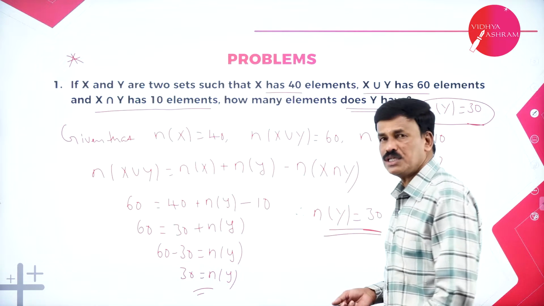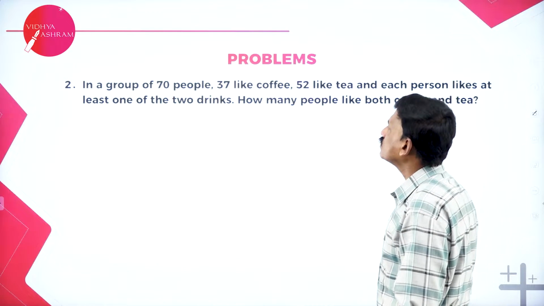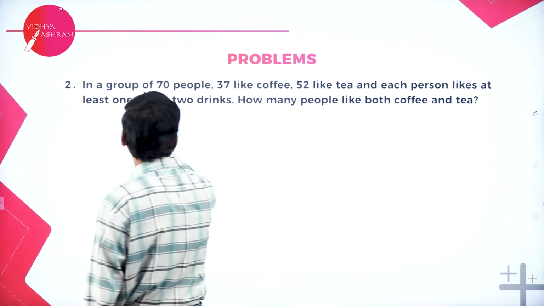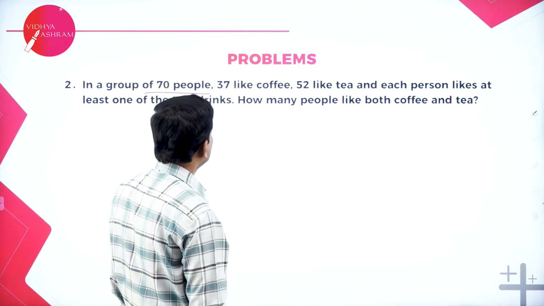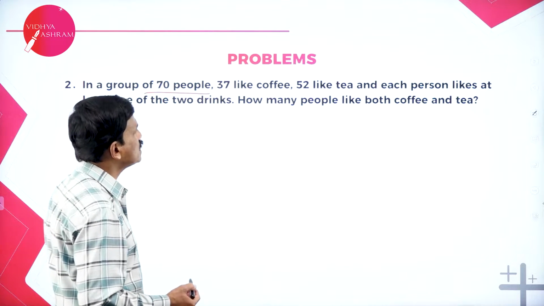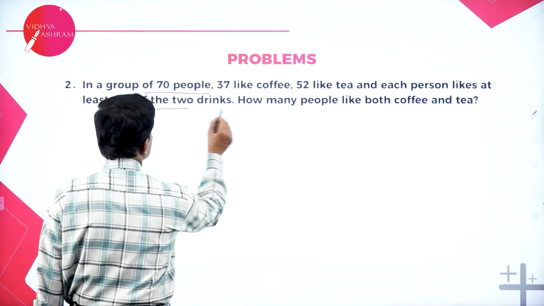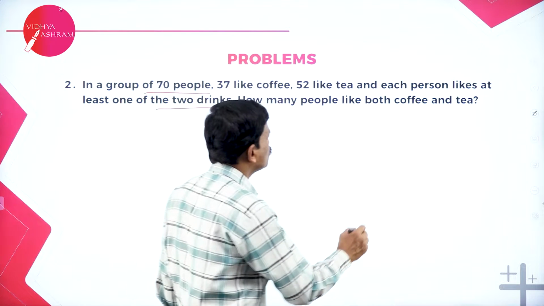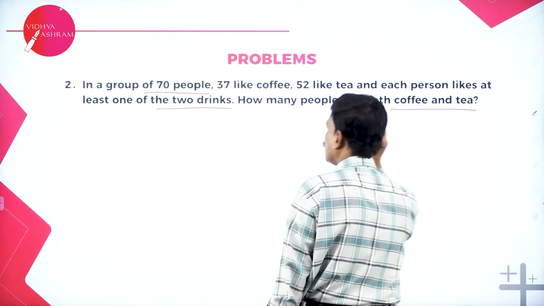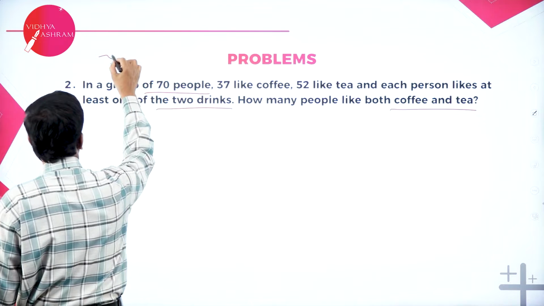Now, let us come to a similar type problem. What is given? In a group of 70 people, 37 like coffee, 52 like tea, and each person likes at least one of the two drinks. How many people like both coffee and tea? This is also an important problem for 3 marks.